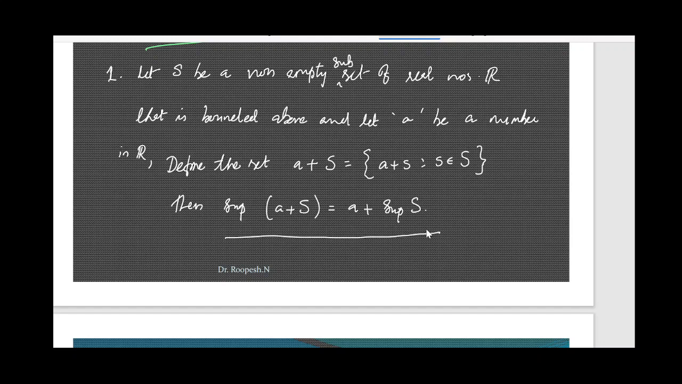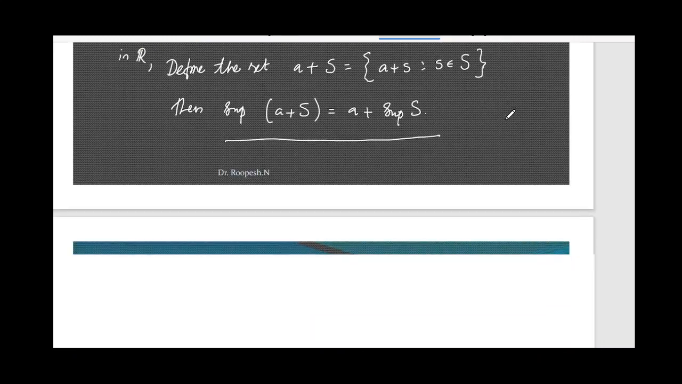That is, whenever you have a set S and an element A belongs to R, first you find the set A plus S, defined as the set of all A plus S such that S belongs to S. Now to find the supremum of this set, it is enough to find the supremum of S and add to that supremum the number A. So let us see how we can prove this. Proof.